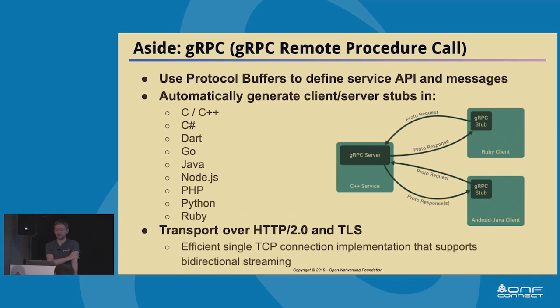So gRPC is a recursive acronym: gRPC Remote Procedure Call. It uses a schema format called protocol buffers to define the service API and the messages that go over the wire. And you can automatically generate client and server stubs in a whole host of languages, including C, Python, Java, Go, etc. Under the covers, we use HTTP 2.0 and TLS to establish and secure our connection. And we can use a single TCP connection to support multiple parallel client calls, as well as multiple services on the same server.